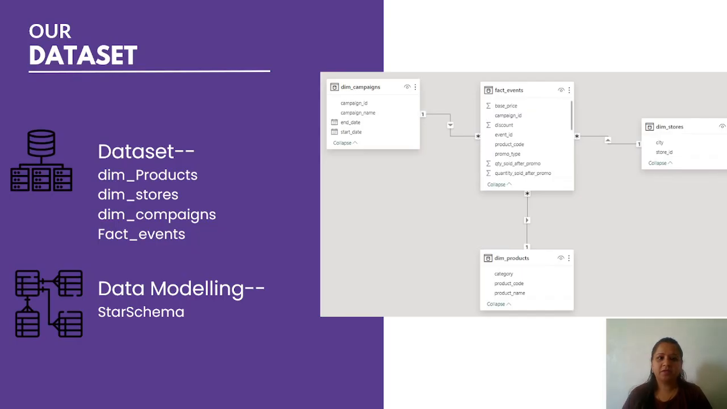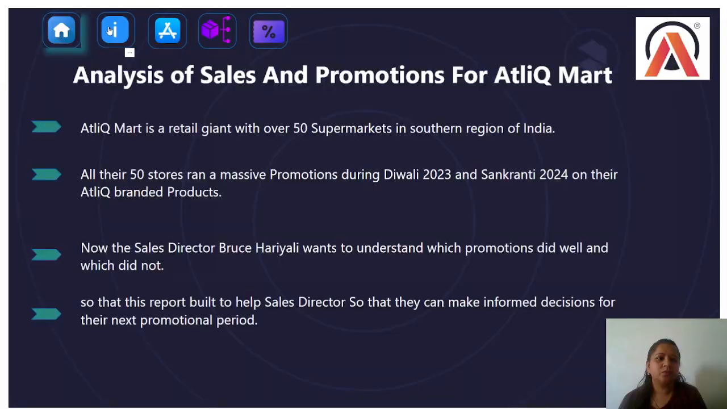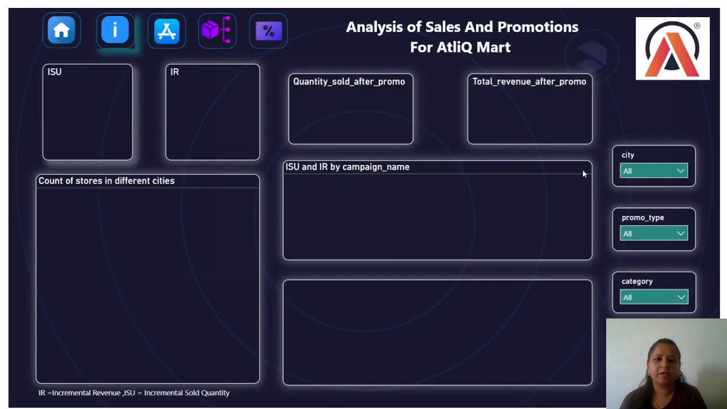So this one is our data set. This data set consists of three dimension tables and one fact table. By using this data set, I am creating my report. So let's see, this one is my dashboard.